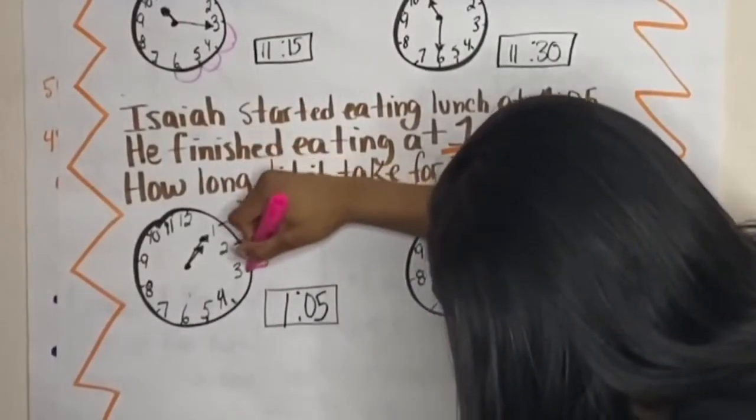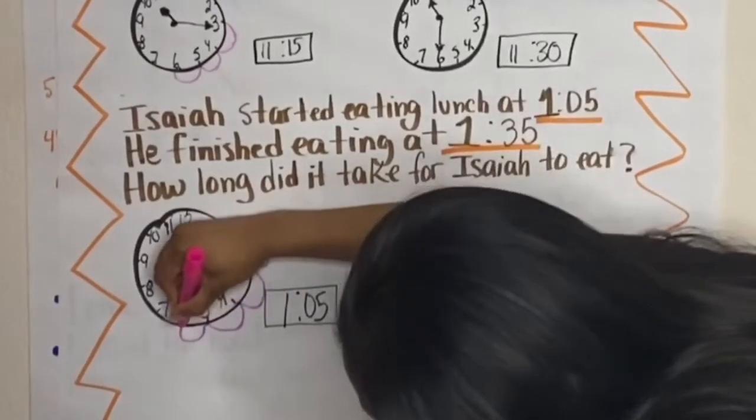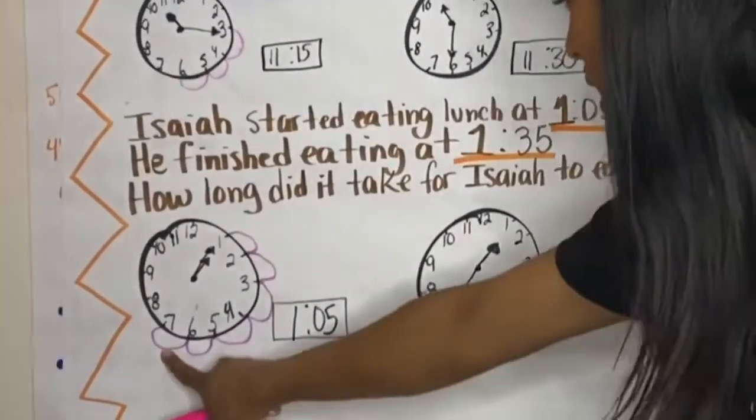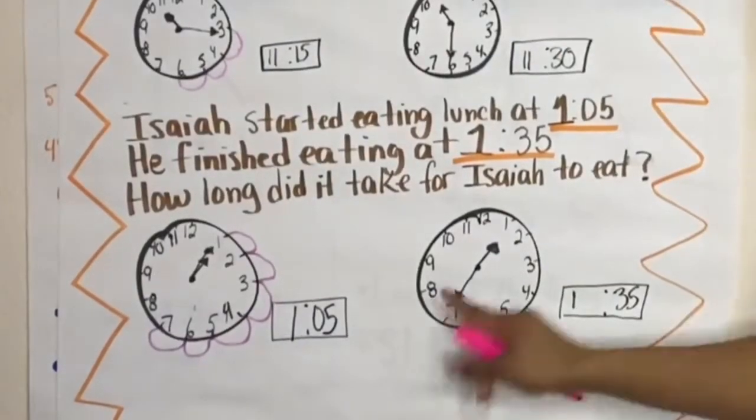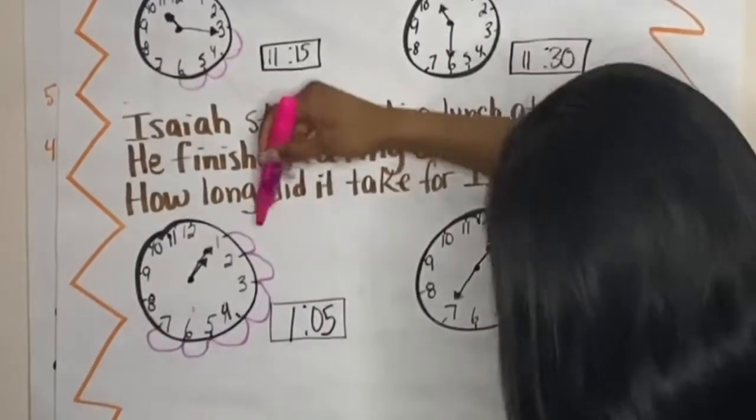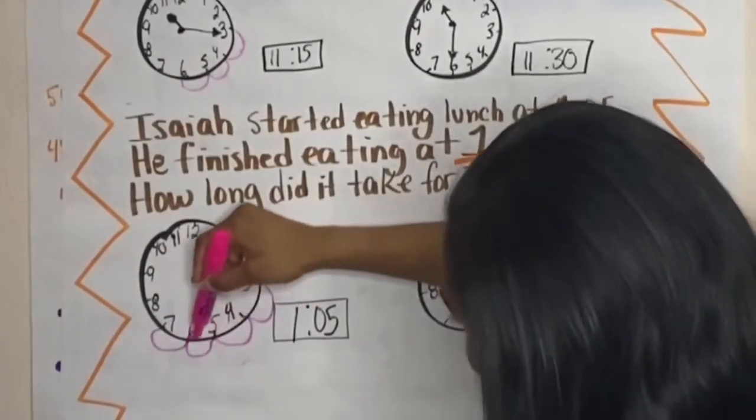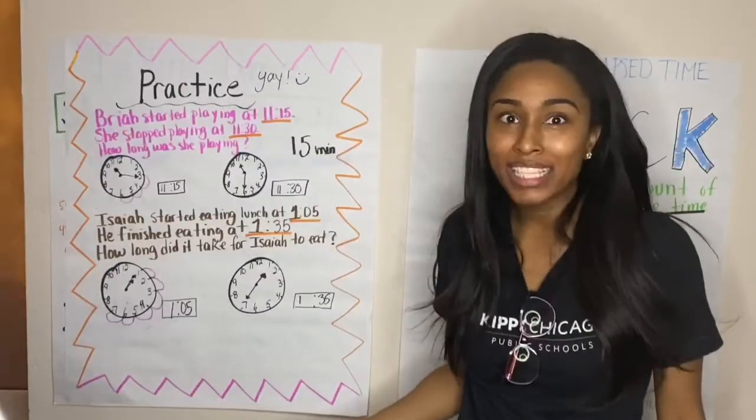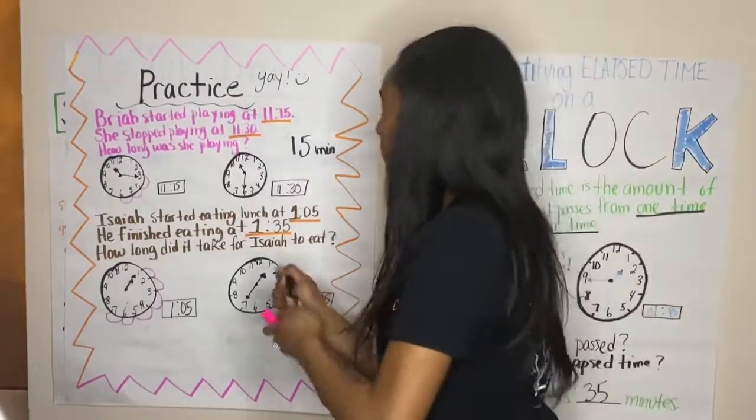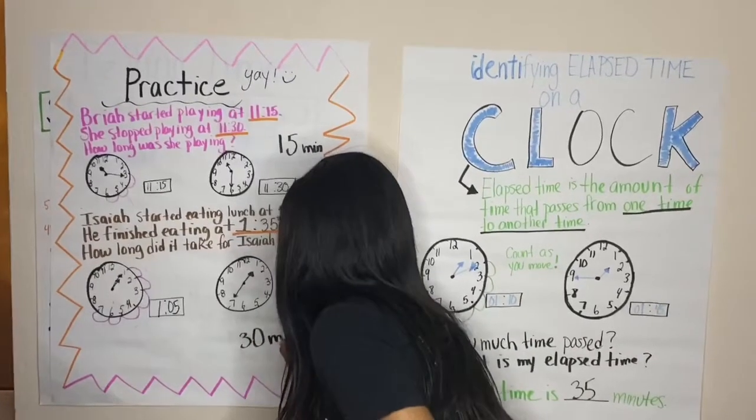5, 10, 15, 20, 25, 30. Did I stop at 1:35? Yes, I stopped at 1:35. Let's count to see how many minutes passed in between. One more time. 5, 10, 15, 20, 25, 30. How much time passed? 30 minutes. Good job, guys. Because you guys are super smart. 30 minutes passed.